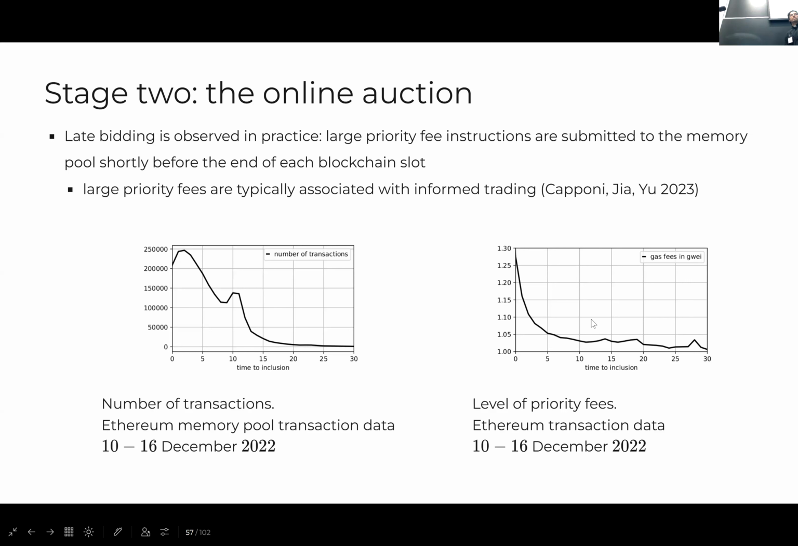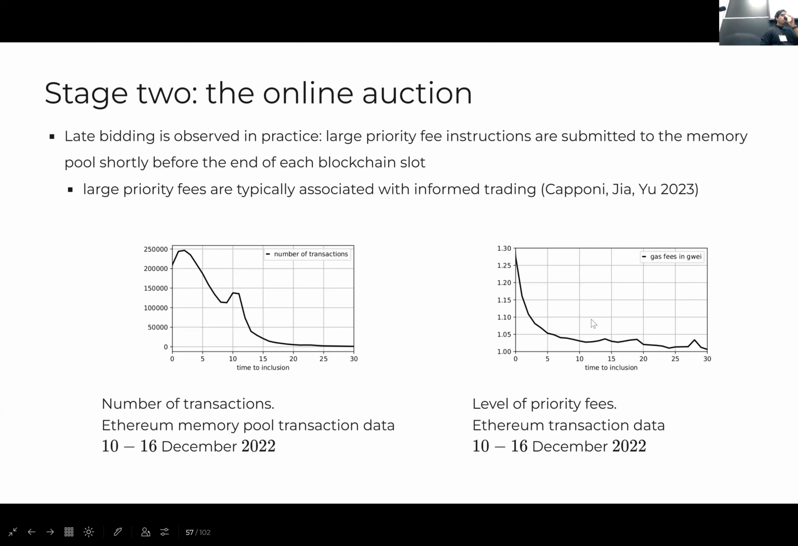As you approach the end of block time, people send larger priority fees. And if you read the paper of Caponigi and you in 2023, you know that larger priority fees are usually associated with more information. Yes, of course.